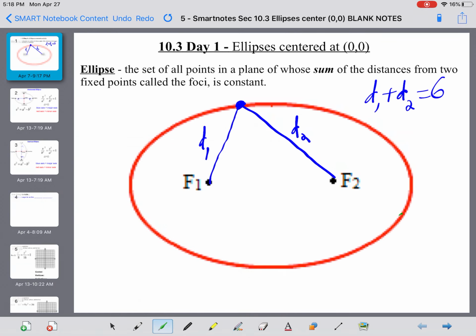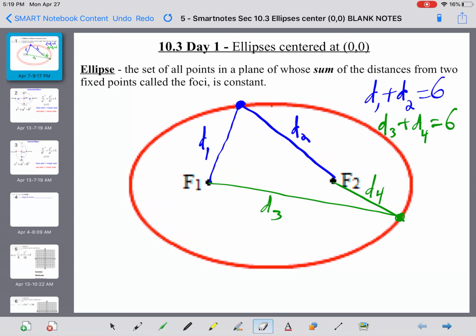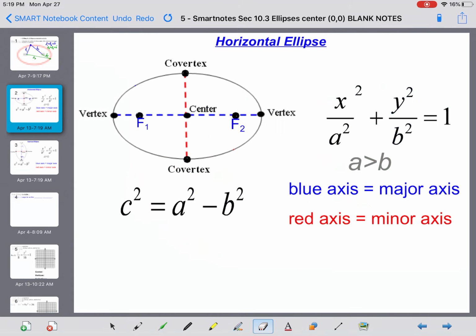Let's say you picked another point, anywhere. Say it's down here, right? You measure the two distances to the two foci. So one distance there and another distance there, okay? If you added those two distances up, say d3 and d4, d3 plus d4 would also be 6. So you can keep that going for any point along this ellipse. There's an infinite number of points along that ellipse, and all of those two distances, for distance from one focus and the other added up, would be 6. So that is the conic definition of an ellipse.